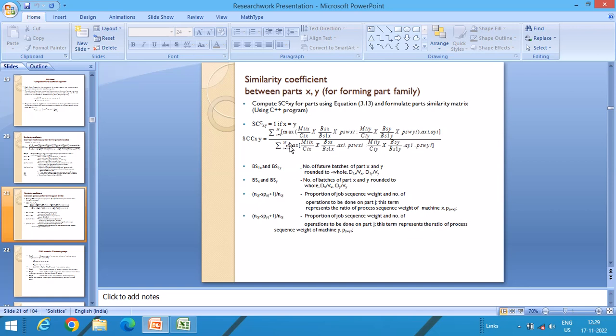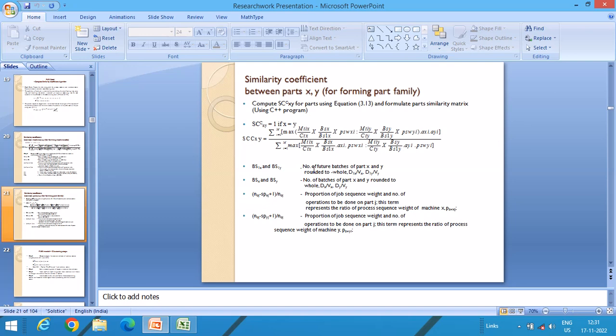divided by the summation of i equal to 1 to m of the maximum of the products, so manufacturing time ratio and batch size ratio and the incidence AXI and the job sequence weightage ratio, with the manufacturing time ratio of part Y into the batch size ratio of part Y multiplied with the incidence of part Y and the job sequence weightage ratio of part Y, the machine i.